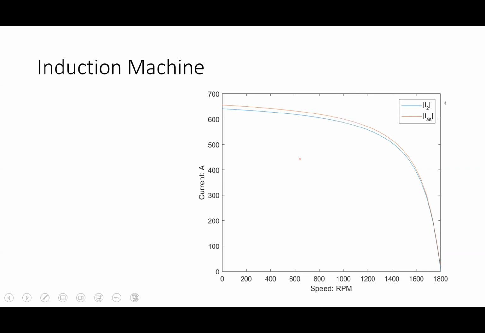And there's 2 curves here. I2 is the current in the rotor side. IAS is the current coming in off the grid. They're very close to each other, right? IAS off the grid is a little bit higher because there's also current going into that magnetizing branch, right? So there has to be a little bit more current coming in.